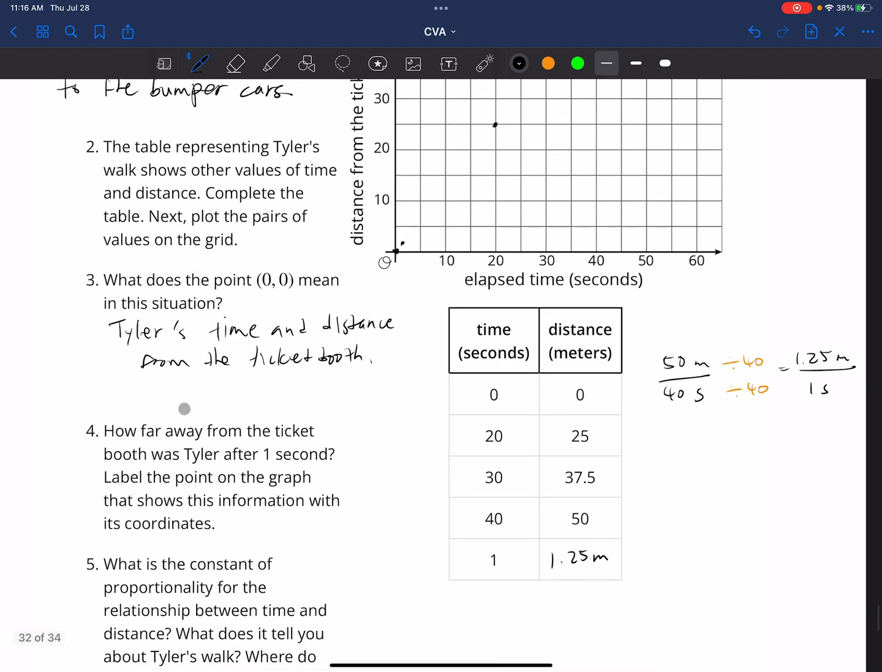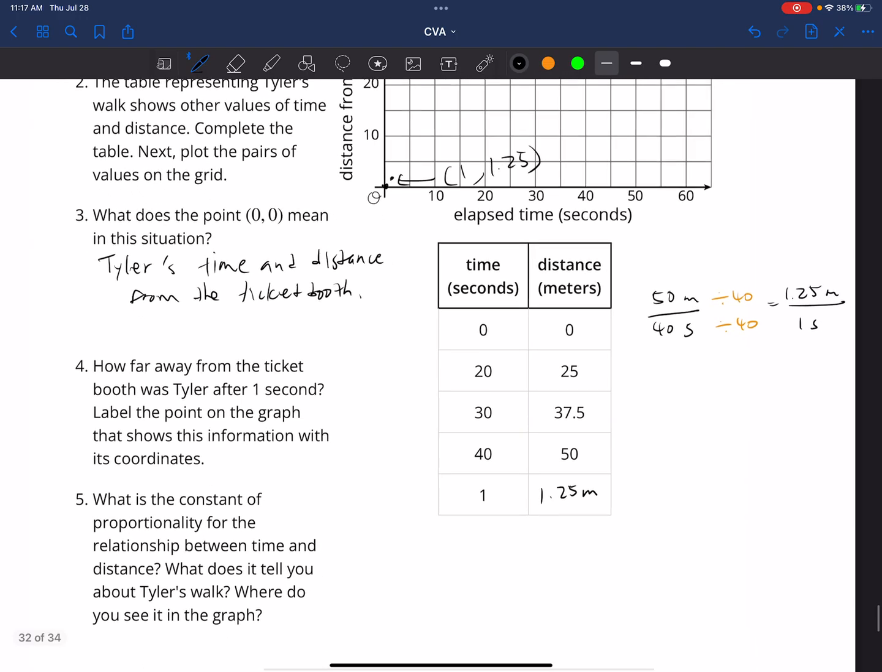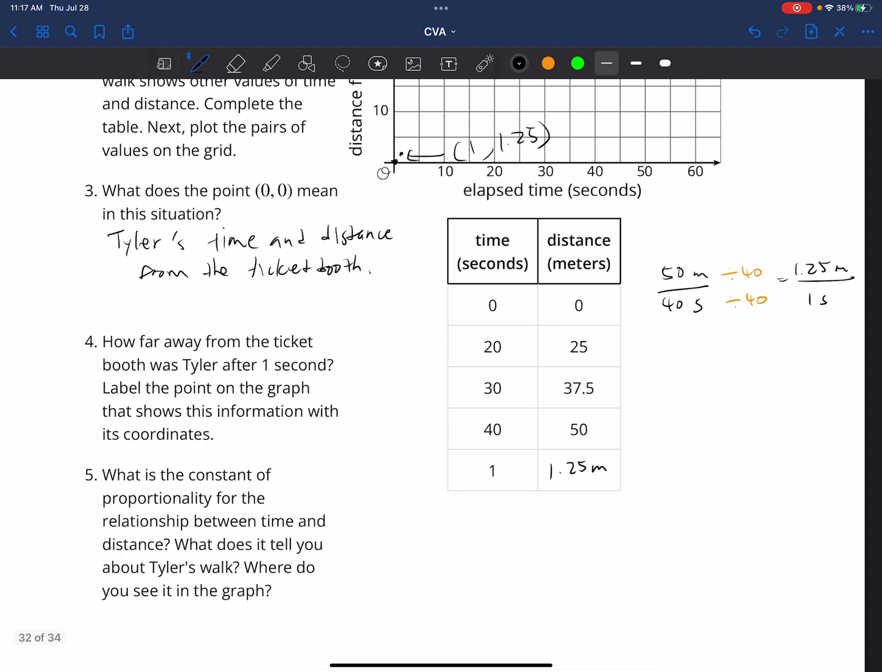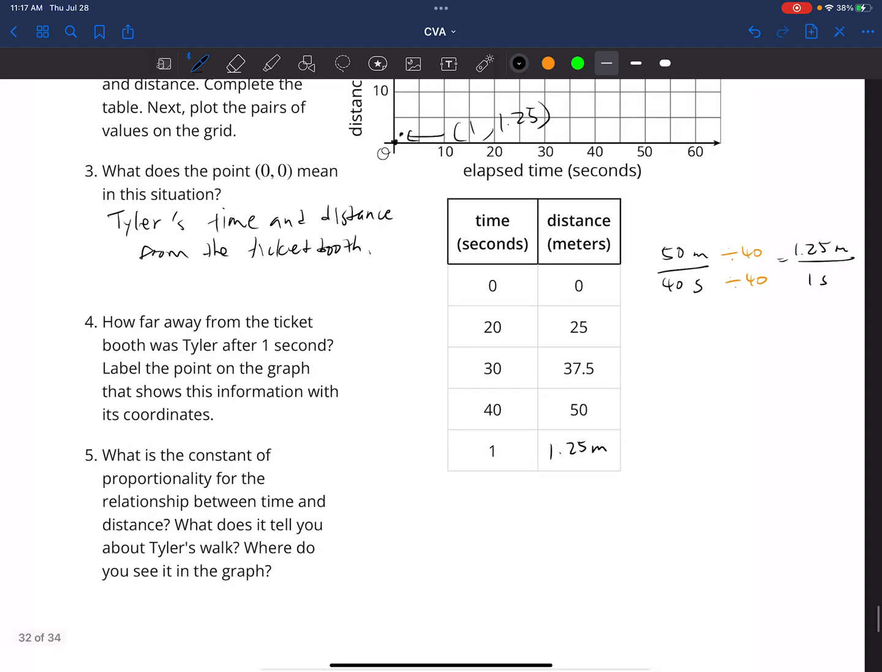So how far away from the ticket booth was Tyler after 1 second? We did that right there and labeled the coordinates. That coordinate, my friends, is 1 and 1.25. And what is the constant of proportionality? The constant of proportionality is 1.25, right? So 1.25 meters per 1 second is the constant of proportionality.